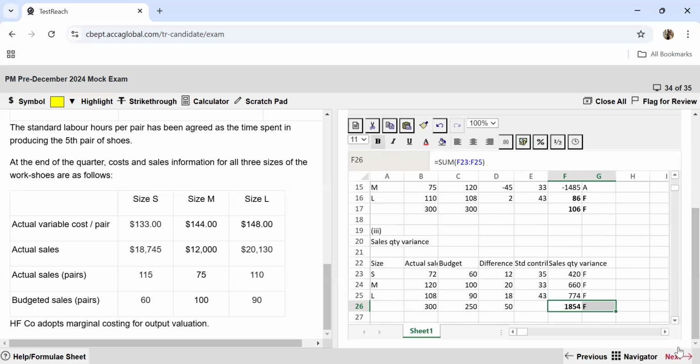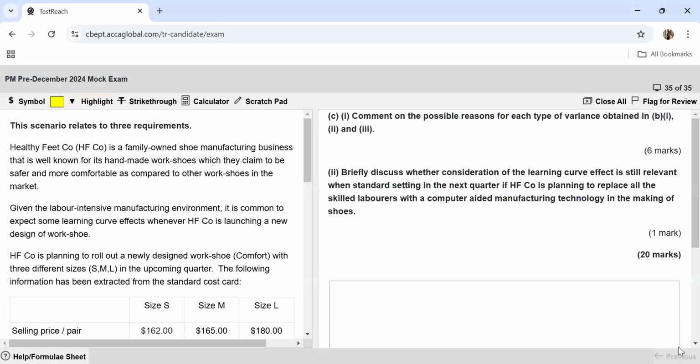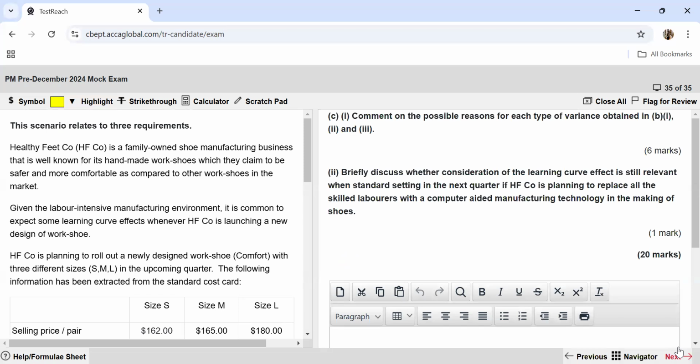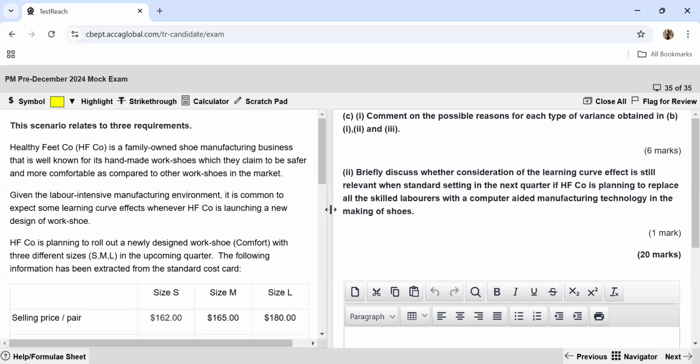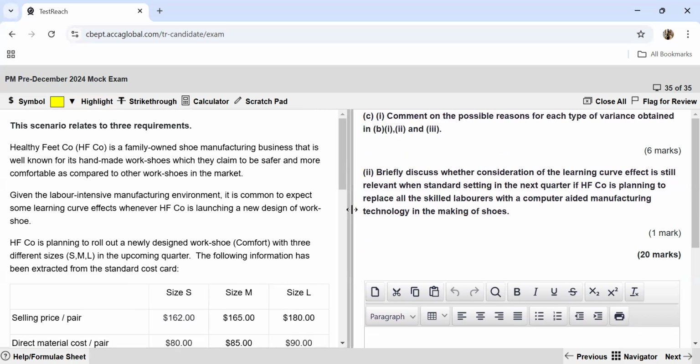Now let's head to the third part of the requirement. The third part of the requirement asks you, there are two parts again to it. Firstly, comment on the possible reasons for each type of variance that has been obtained in these parts. Briefly discuss whether consideration of the learning curve effect is still relevant when standard setting in the next quarter if HF company is planning to replace all the skilled laborers with a computer aided manufacturing technology in the making of shoes. So this is what the requirement is asking you over here.